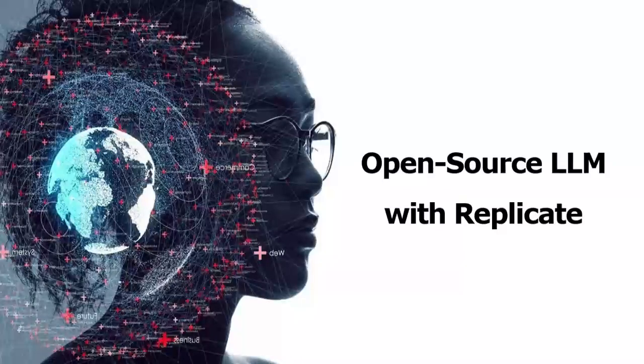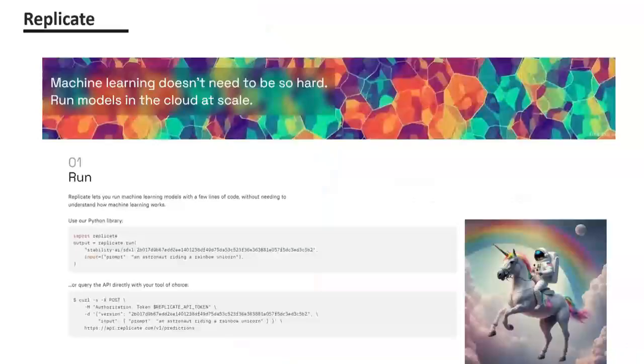Welcome to this module on open source large language models with Replicate. Throughout this module, we will learn how to use Replicate through Flowise to utilize open source, pre-trained large language models via the cloud. Replicate is an environment that simplifies the execution of machine learning models in the cloud. It allows you to run models, whether they are open source or your own, whether they are public or private.